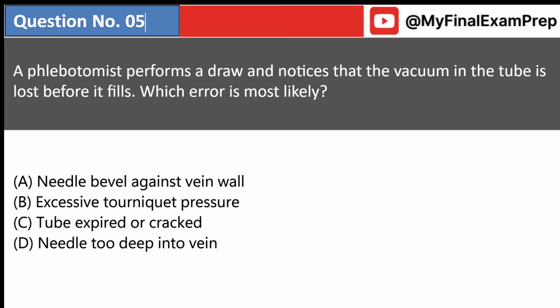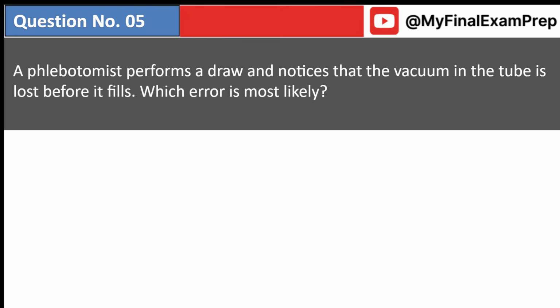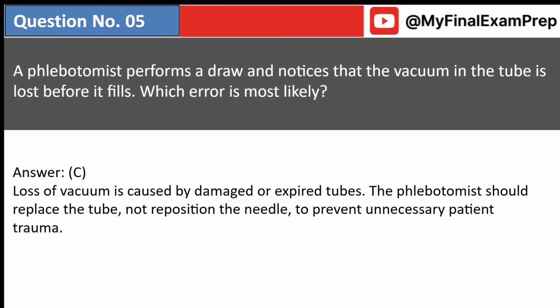A phlebotomist performs a draw and notices that the vacuum in the tube is lost before it fills. Which error is most likely? A. Needle bevel against vein wall. B. Excessive tourniquet pressure. C. Tube expired or cracked. D. Needle too deep into vein. Answer: C. Loss of vacuum is caused by damaged or expired tubes. The phlebotomist should replace the tube, not reposition the needle, to prevent unnecessary patient trauma.